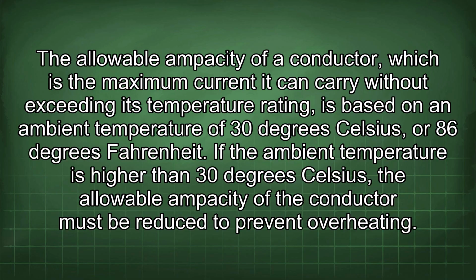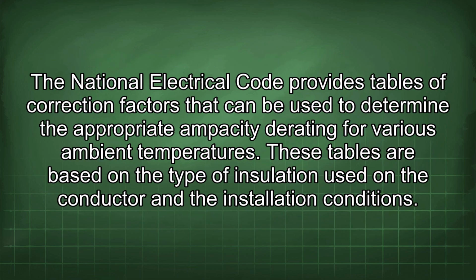The allowable ampacity of a conductor, which is the maximum current it can carry without exceeding its temperature rating, is based on an ambient temperature of 30 degrees Celsius or 86 degrees Fahrenheit. If the ambient temperature is higher than 30 degrees Celsius, the allowable ampacity of the conductor must be reduced to prevent overheating. The National Electrical Code provides tables of correction factors that can be used to determine the appropriate ampacity derating for various ambient temperatures.